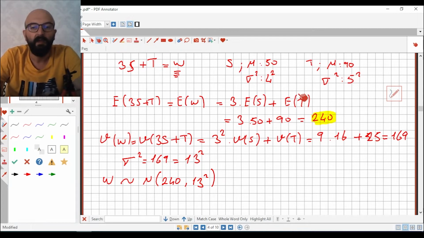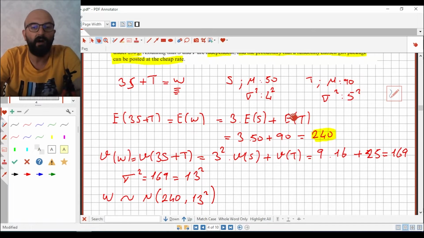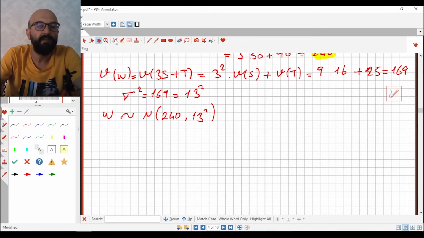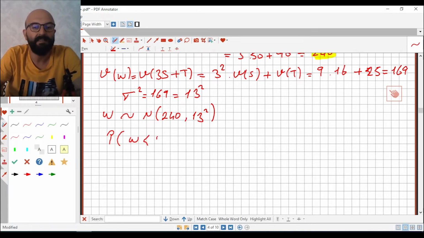Okay, now in this example, we want one package's mass to be under 250 grams, because if the mass is under 250 grams, the gift package can be posted at a cheap rate. So we want to find the probability of W less than 250.